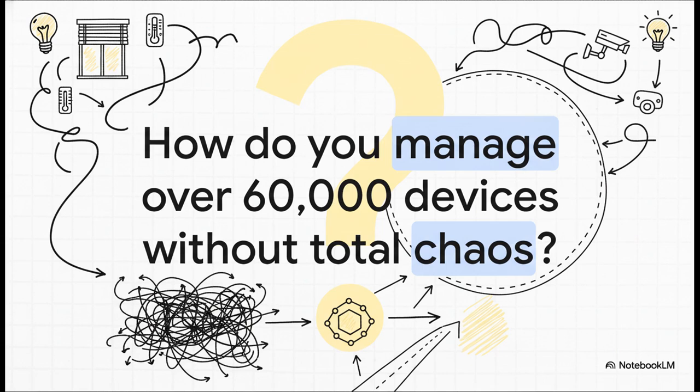Imagine for a second you're responsible for a building with tens of thousands of smart devices. You've got lights, blinds, heating, security systems, you name it. They all need to communicate. But what happens if every single device starts shouting its status at the same time? Well, you get a massive digital traffic jam. The whole network just grinds to a halt. So how on earth do you solve a problem of that scale?